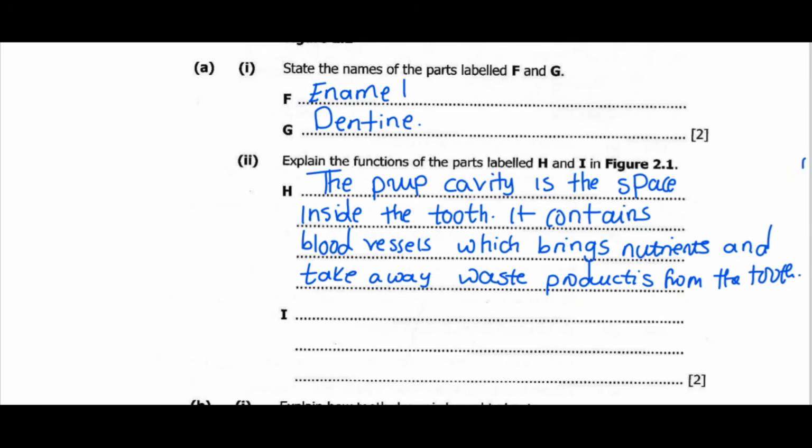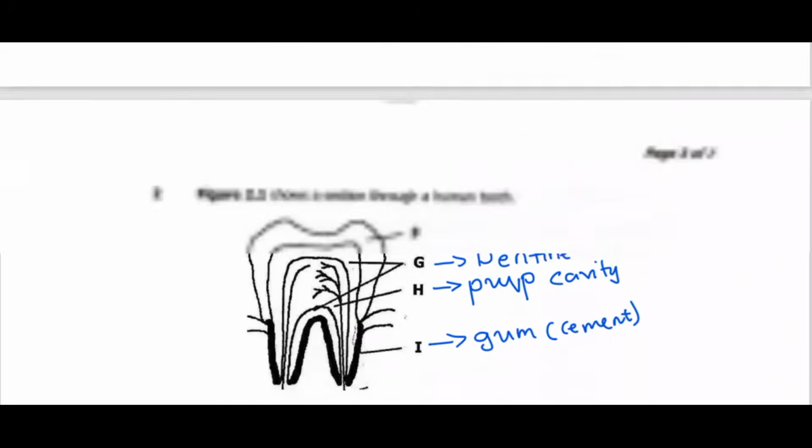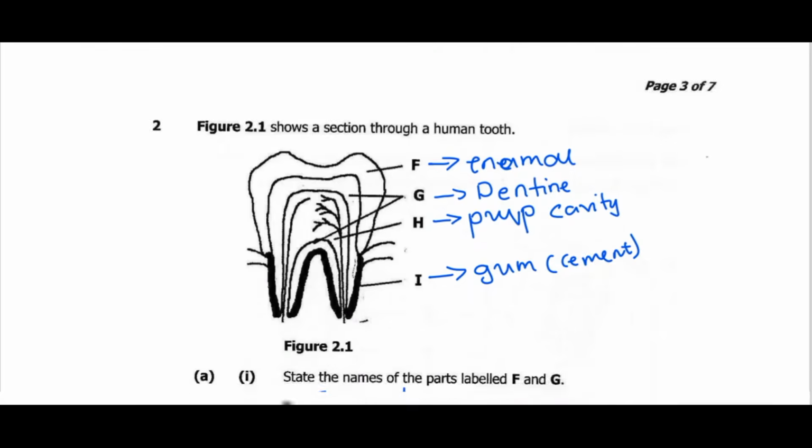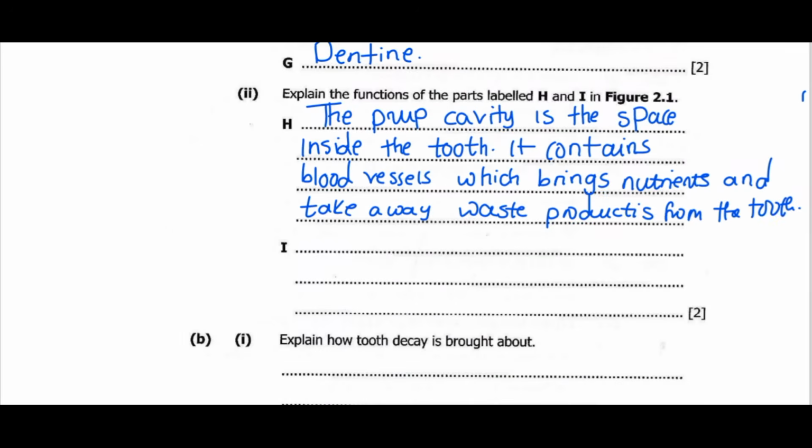Now let's look at I. What's our I? So I, we said it's a gum which contains the cement. So here, the function of the gum, it anchors the cement. To anchor, we are looking at it making the tooth strong so that it prevents it from falling out. So say it anchors.